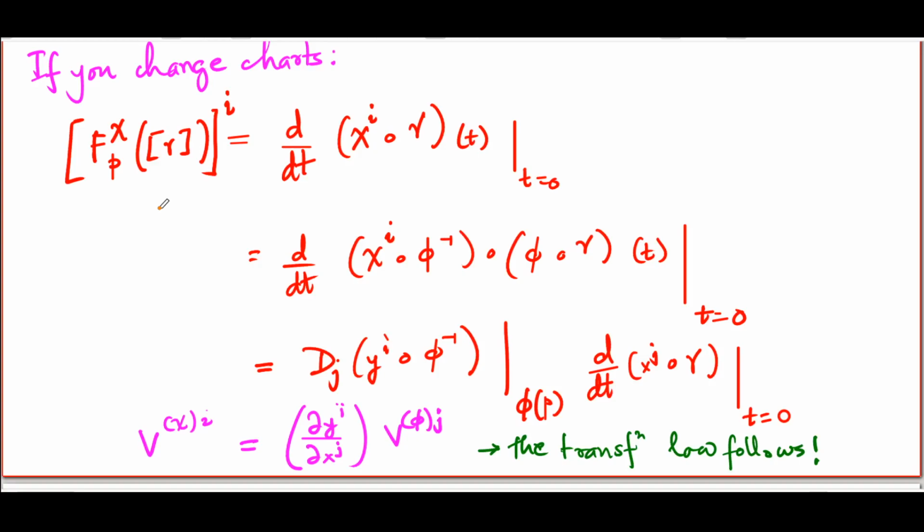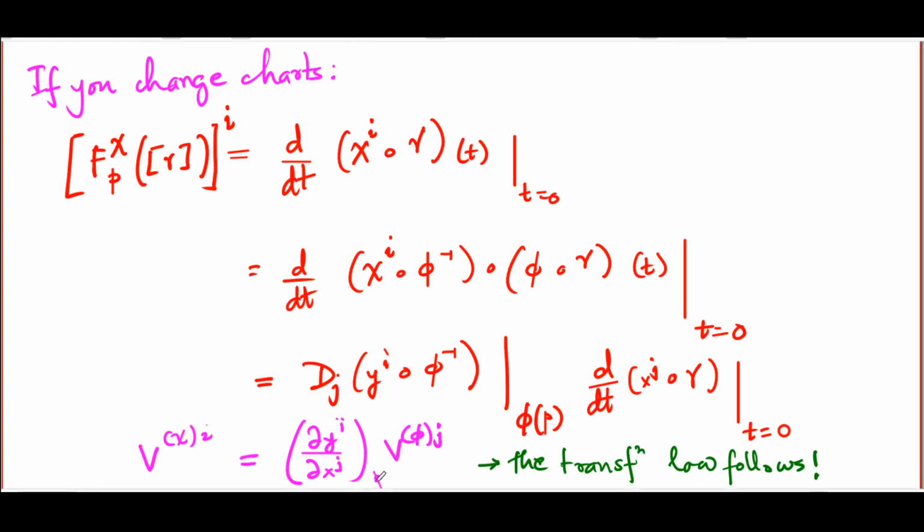And this completely identifies the geometer's version, which is rather abstract, of equivalence classes of curves in a one-to-one fashion with a bunch of n real numbers which transform in a particular manner, which is exactly the physicist's definition of a vector. The transformation rule here tells you that the ith component of V chi is linearly dependent on the components of V phi.